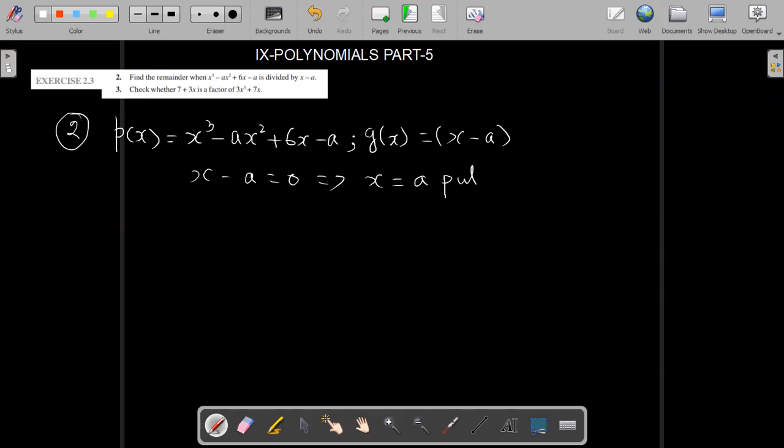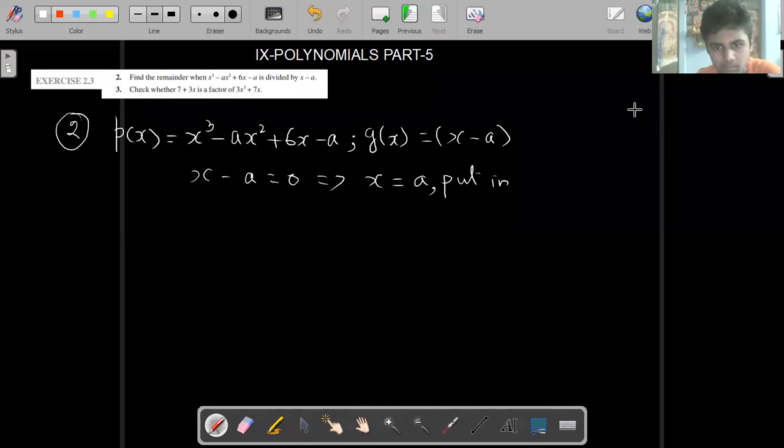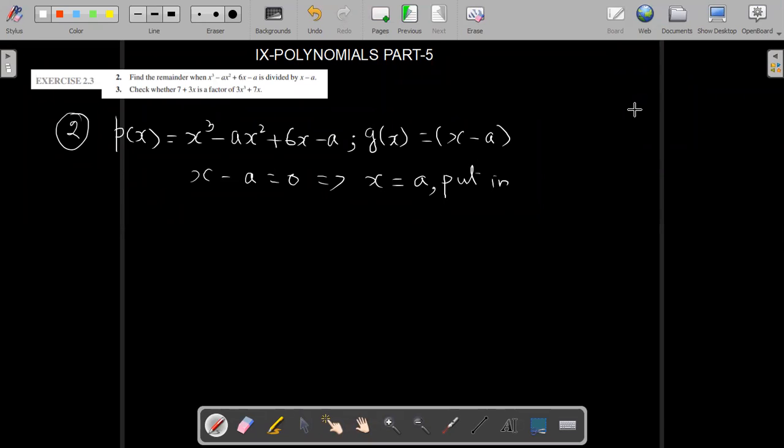Put it in p(x). So we get p(x) at x equal to a. We have to put a instead of x. So p(a) will be the remainder.